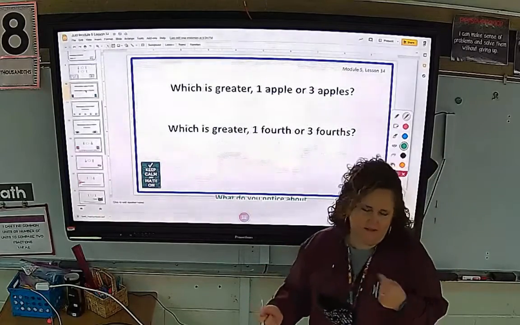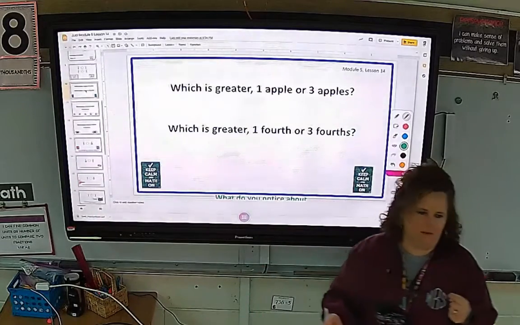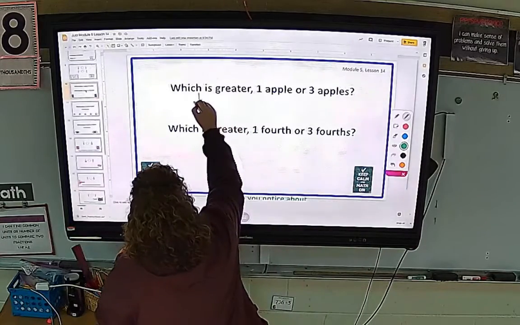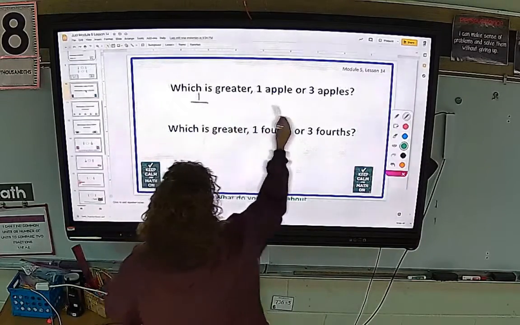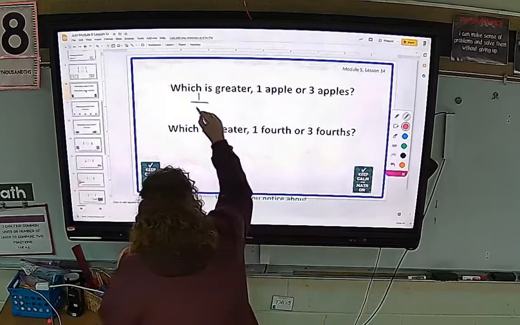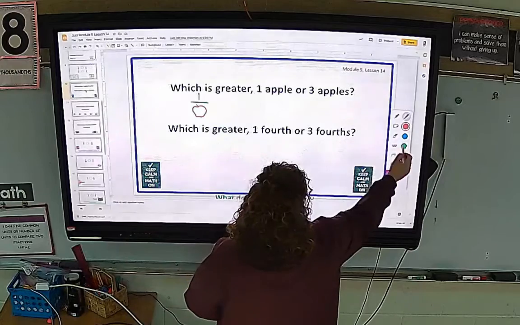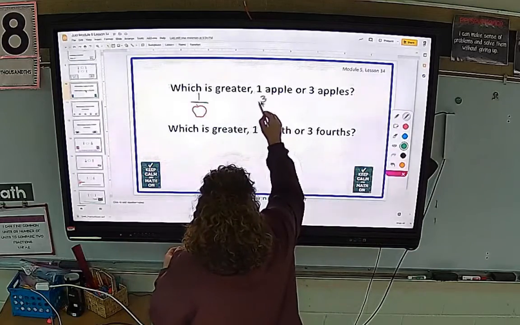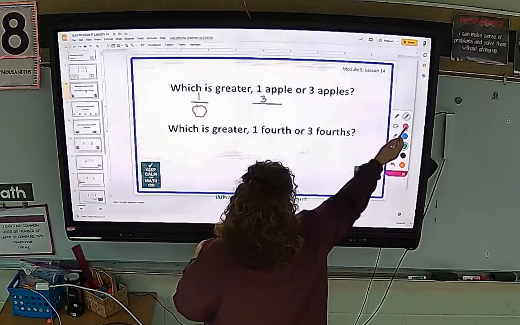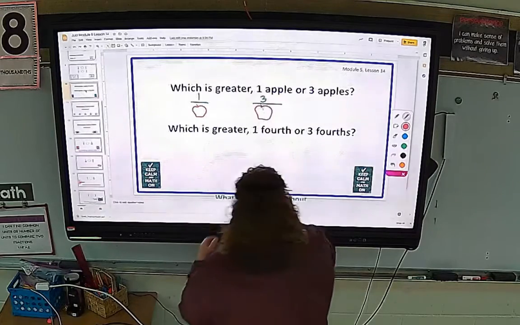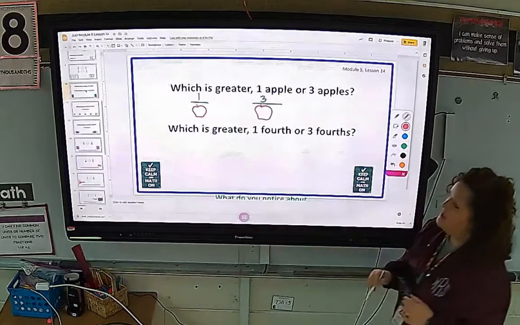Now, why did they give us a question like this? Because this is what they're comparing it to. It's almost like they're saying one. I'll just draw one just for fun. One apple. Or 3. One apple. That's a good apple.